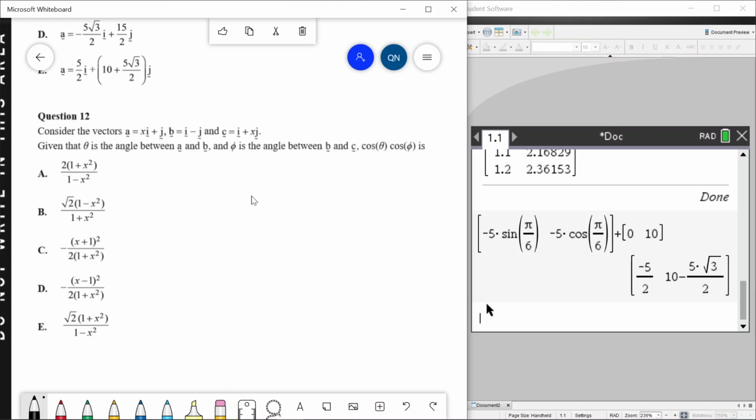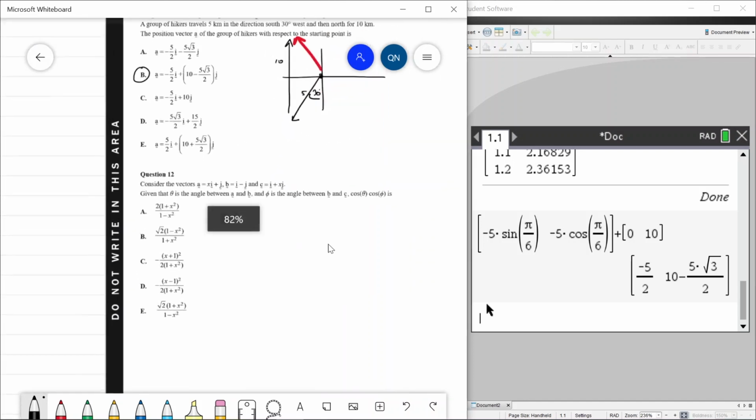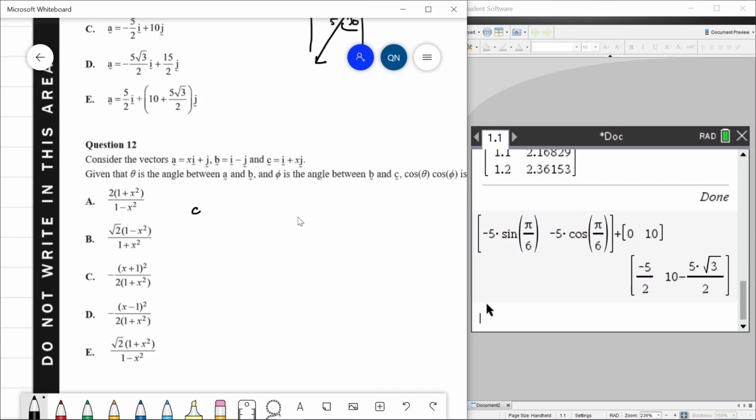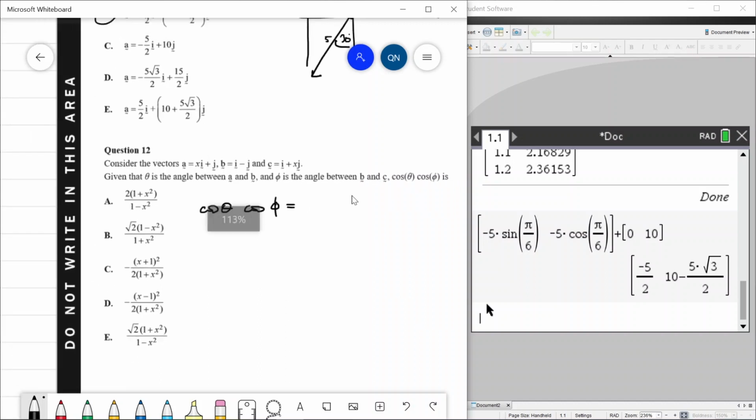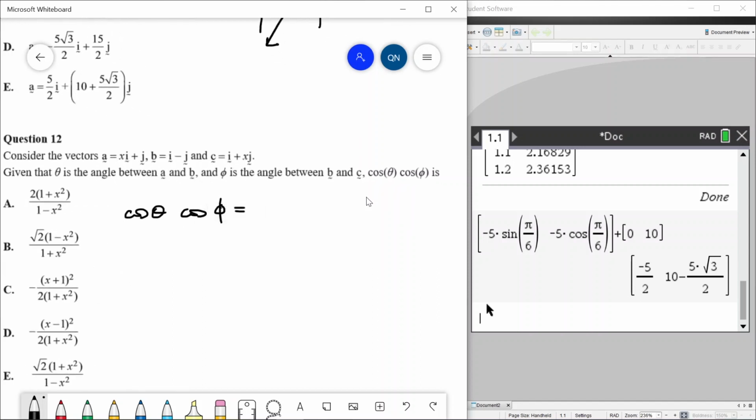You could write out the formula. So there was that relationship between cosine and the dot product and all that. So cosine theta, cosine phi, what is that going to be? Well, cosine theta, that's the angle between vectors A and B. So we're going to have A dot B over magnitude of A, magnitude of B, and then times B dot C over magnitude of B, magnitude of C.